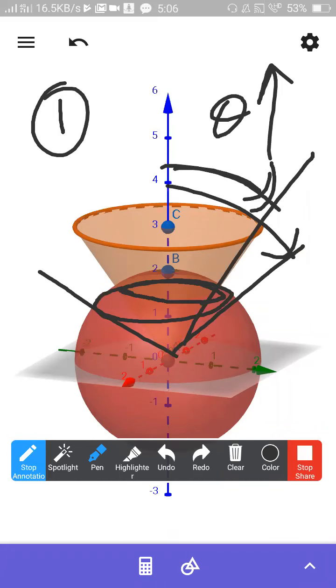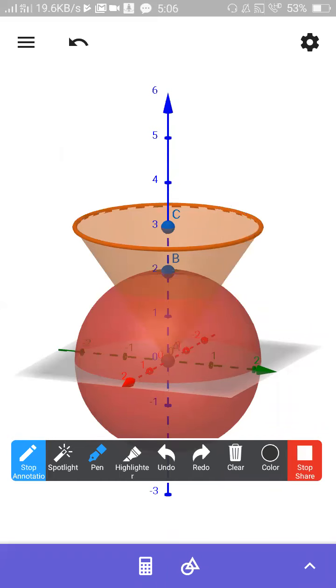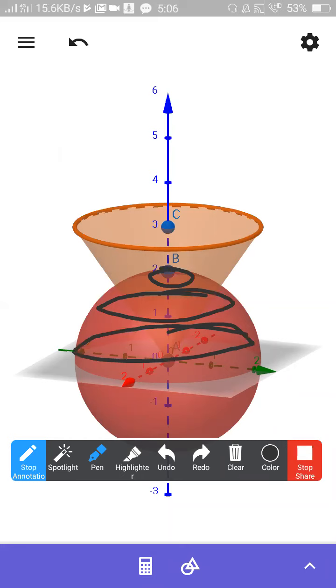Please see here. I can choose a circle here, here, and here. I can choose a circle anywhere like this. Are you understanding? By varying theta, I can choose any circle on this sphere, concentric circles.